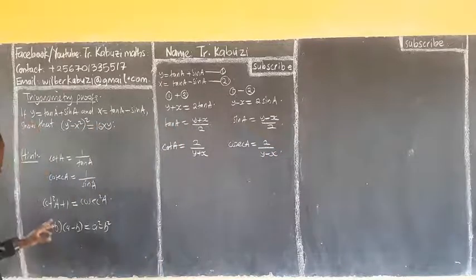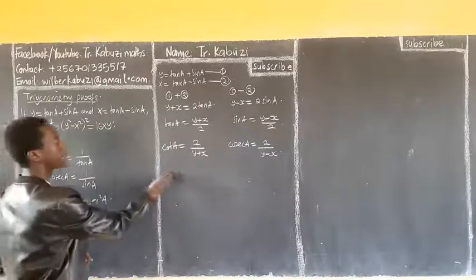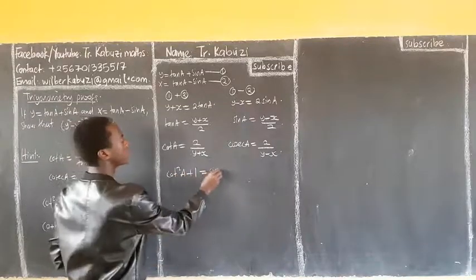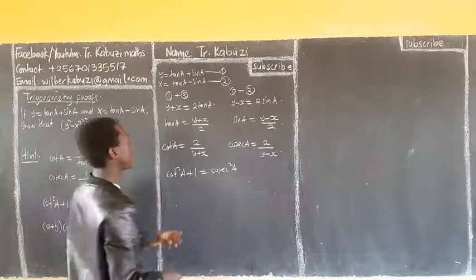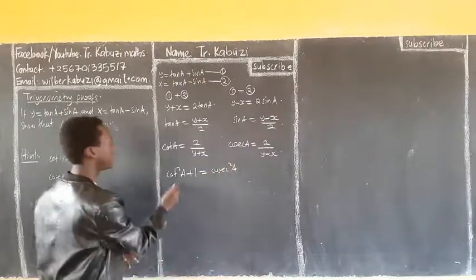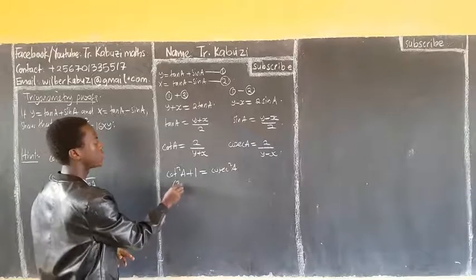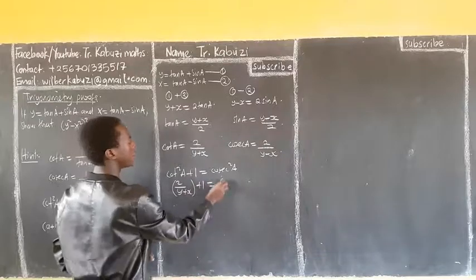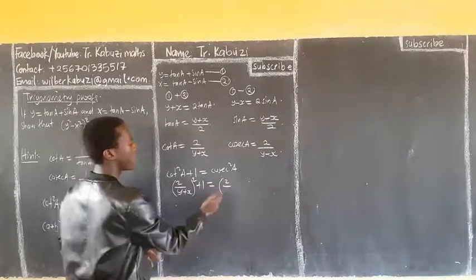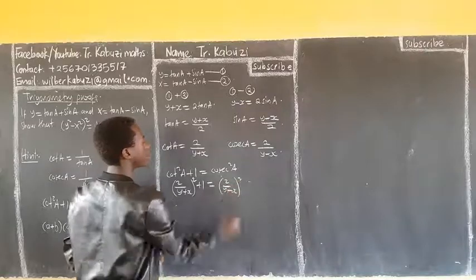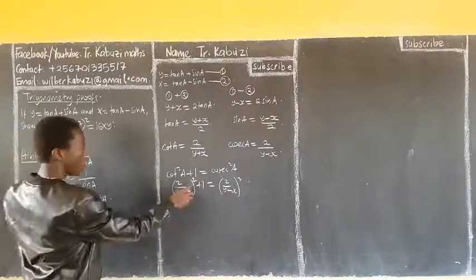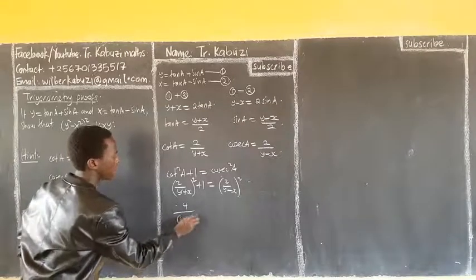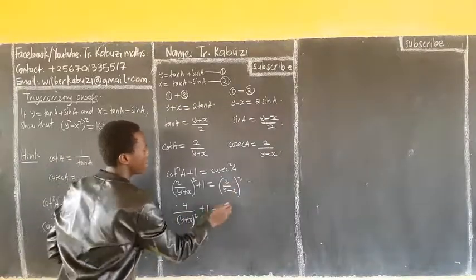So from this formula, which says that cot squared A plus 1 equals cosec squared A, I substitute the values. So I'm going to be adding this here as 2 over (y plus x), the whole squared, then plus 1 equaling cosec, which is 2 over (y minus x), the whole squared. When I square this, I get 4 over (y plus x) squared, then plus 1 equaling 4 over (y minus x) squared.